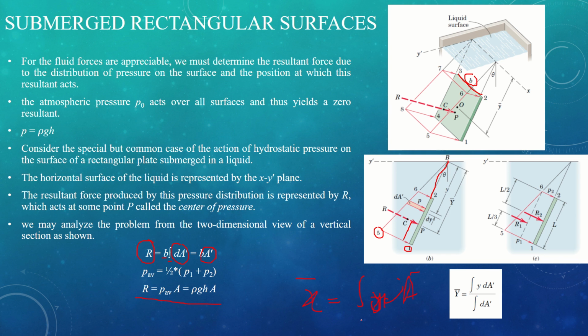Sorry, it's going to be x over dA. Then you're going to get it for z prime, and you're going to get 3-dimensional position. Now, let me regroup the entire information that we have so far.